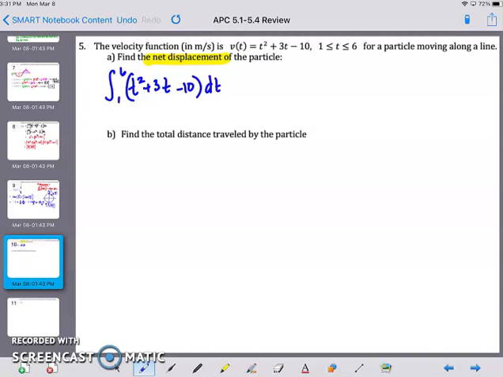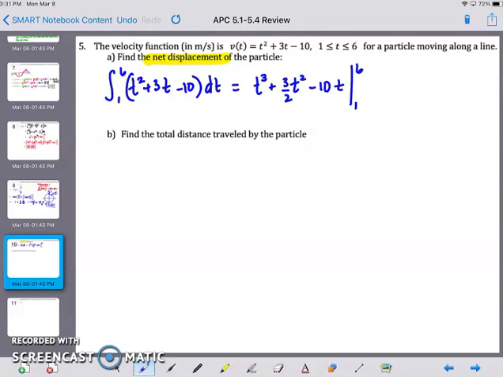Again, we can do this calculation just by integrating our function and using the fundamental theorem of calculus. So the integral of t squared would be t cubed. The integral of 3t would be t squared. We would still have the 3, but we'd have to divide by 2, so that would become 3/2 t squared. And then negative 10 would become negative 10t. And again, this is going to be evaluated from 1 to 6.